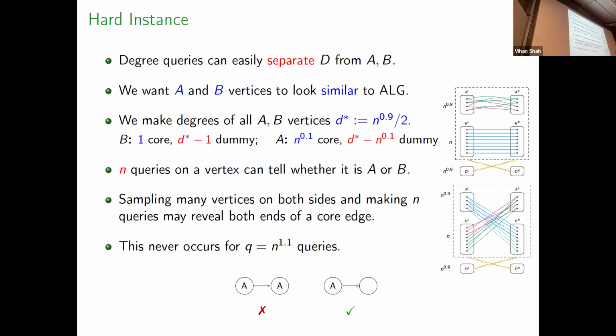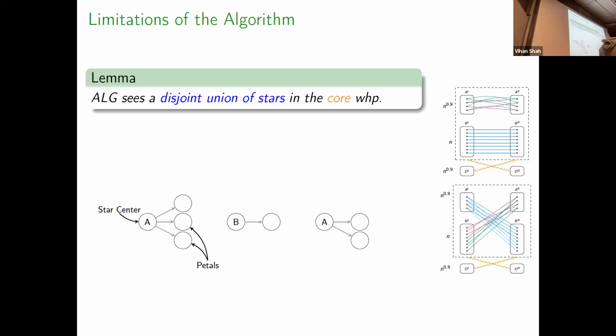So the way to think about this now is that the goal of the algorithm is to see an AA edge or a BB edge or an AB edge. As soon as it does, it's game over. You know if you're in the yes case or if you're in the no case. And I want to say that that is something that will never happen. To say that, I'm going to formalize it by saying the following: ALG sees a disjoint union of stars in the core with high probability.